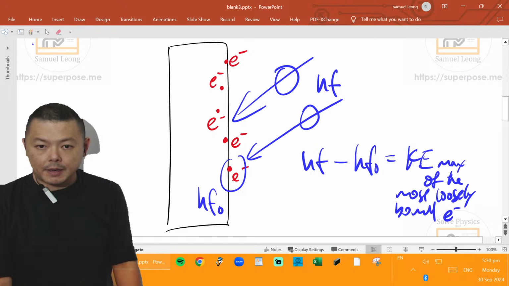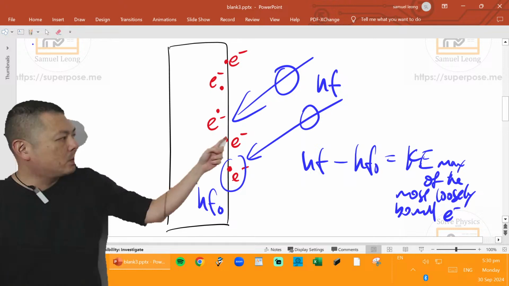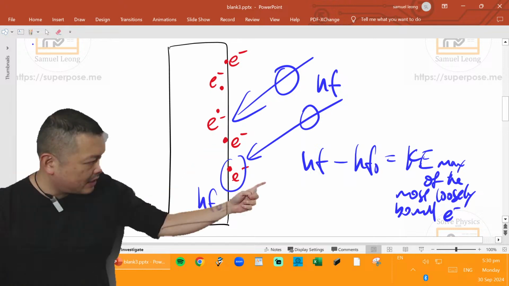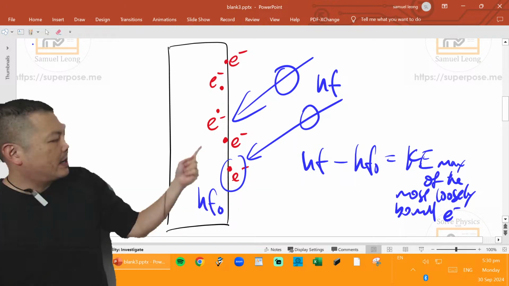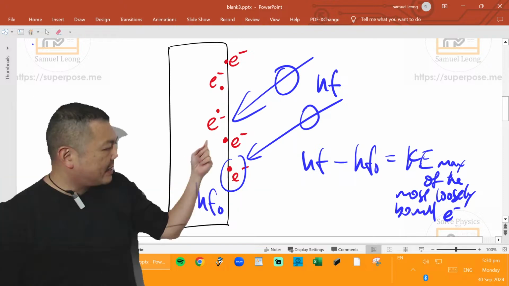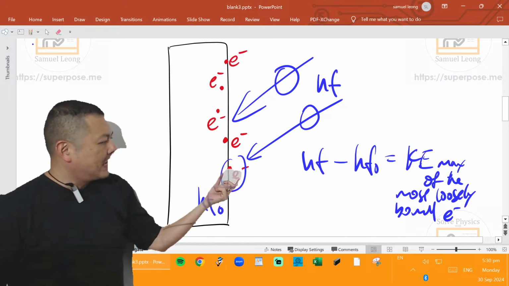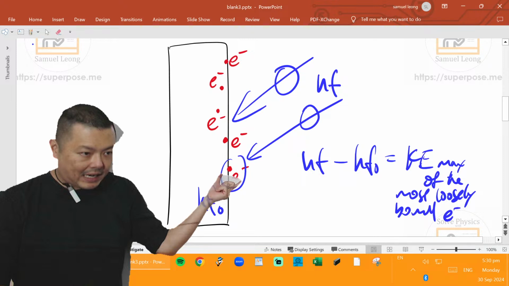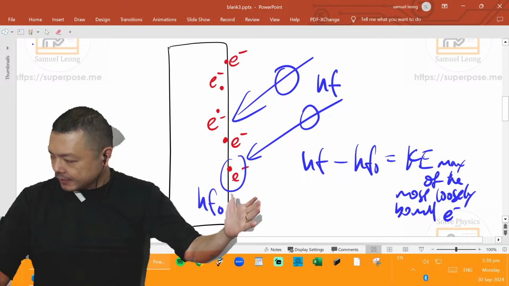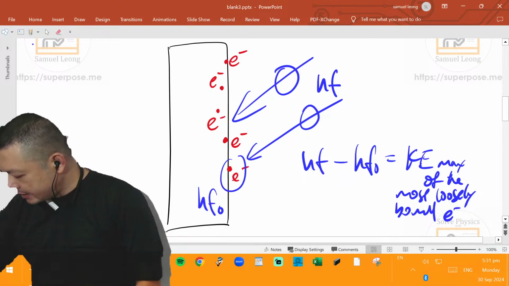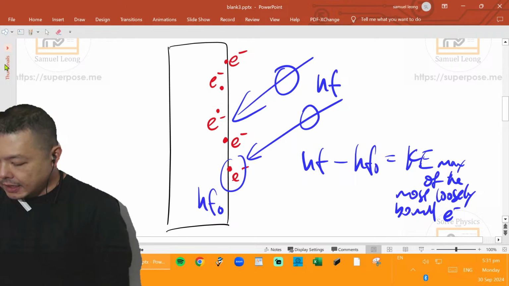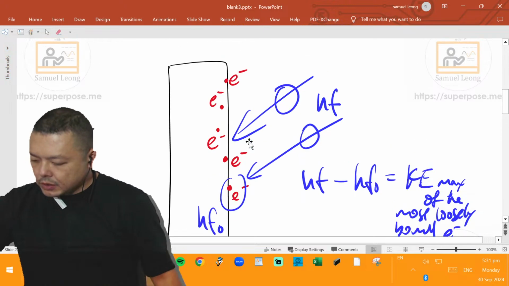Different electrons will take different paths to be emitted. Therefore, they will have different kinetic energies when they come out. The one with the maximum Ke is the most loosely bound electron. That's the phrasing. Are we okay on this so far? Yeah, that's the phrasing. So therefore there's this concept of Ke max.